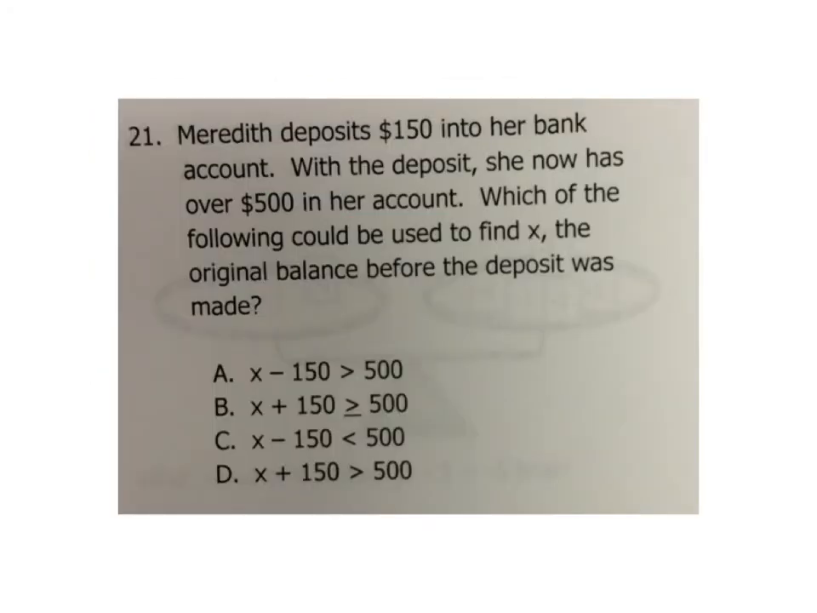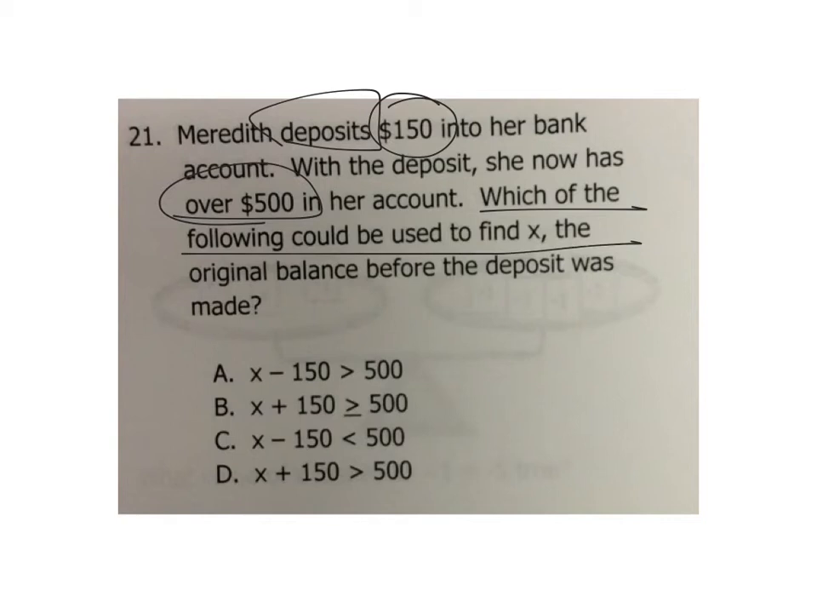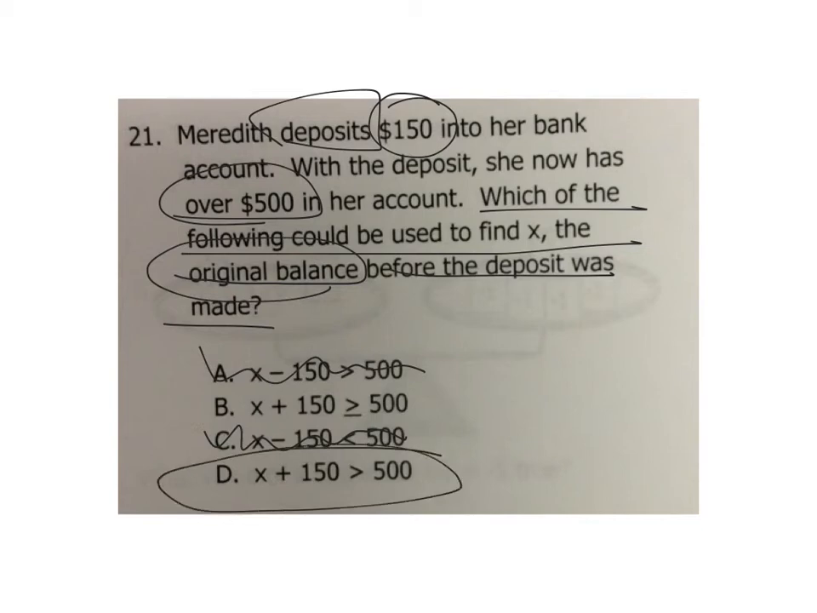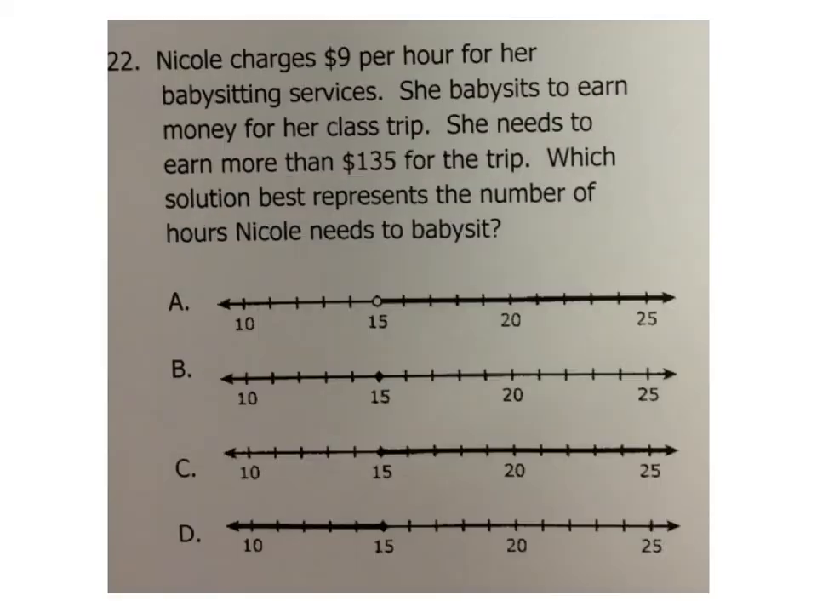21, Meredith deposits $150 into her bank account. With the deposit, she now has over $500. Which of the following could be used to find X, the original balance before the deposit was made? So she's got X amount of money. She deposits, so she's adding $150, and it's going to be over 500, not equal to it. So letter D is the correct choice.